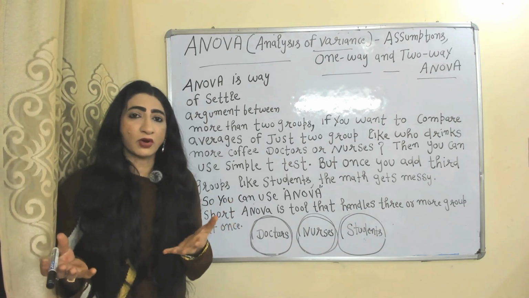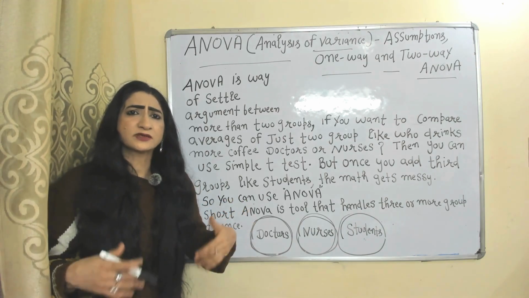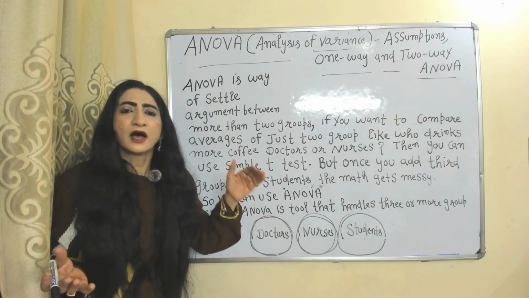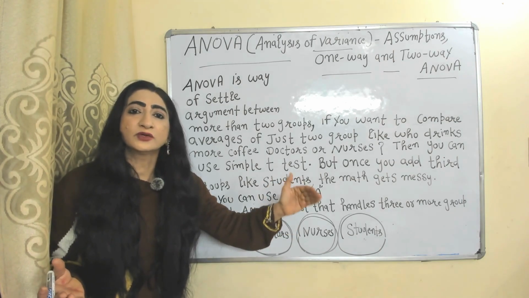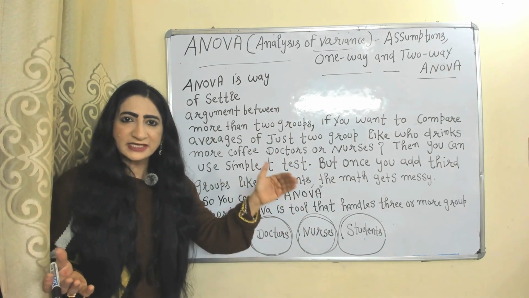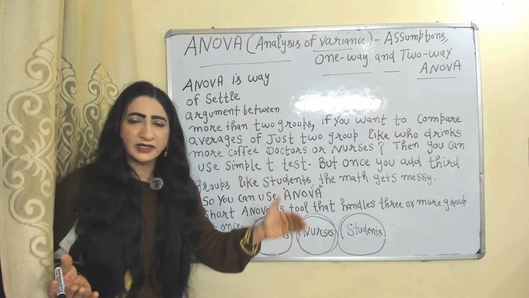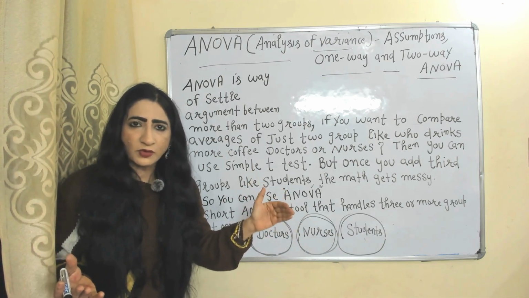Today we are going to talk about analysis of variance, or you can say ANOVA. ANOVA is just a way to settle arguments between more than two groups.